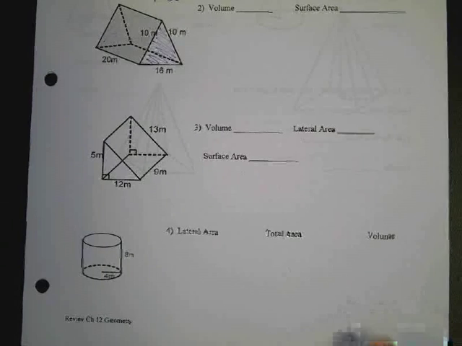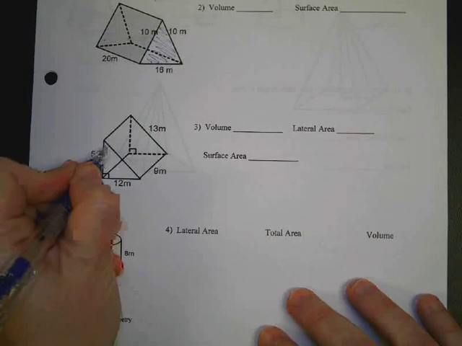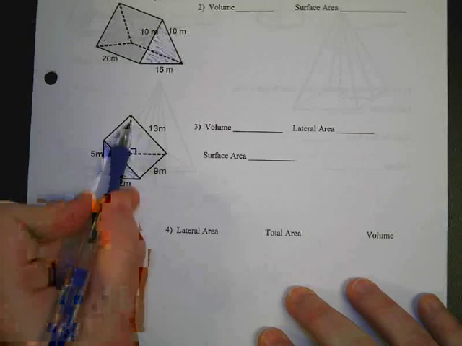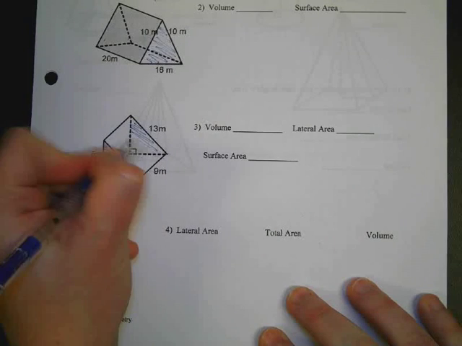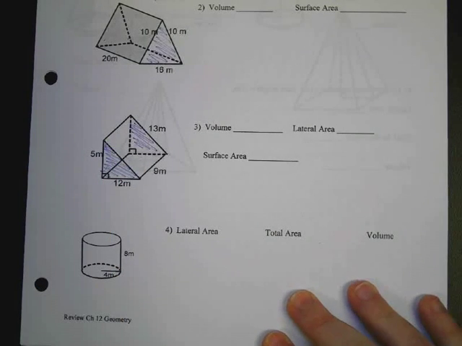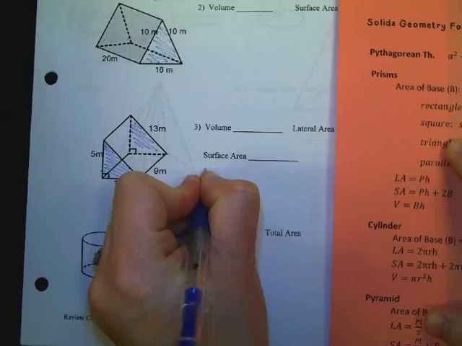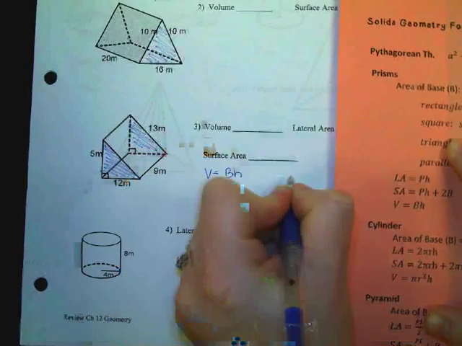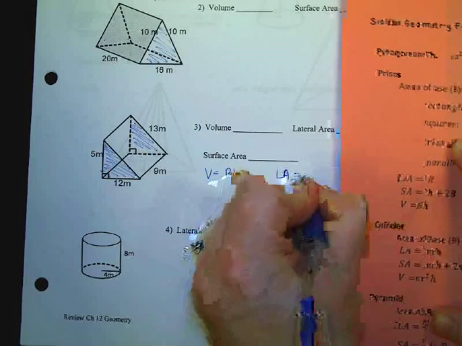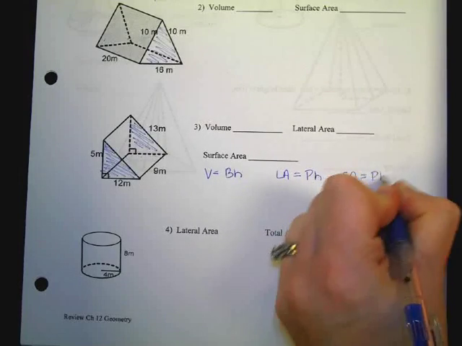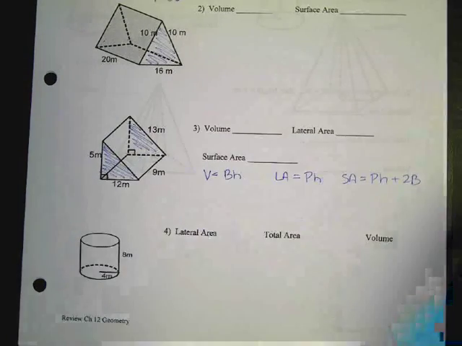Looking at number three. Number three, we have a prism again. It is a triangular prism where the triangle is my base because I have two congruent triangles that I can actually trace, right? Those are my bases. So I want to find volume, lateral area, and surface area. The volume formula for a prism is area of the base times the height. The lateral area of a prism is perimeter of the base times the height. And surface area of a prism is perimeter of the base times the height plus 2 area of the base.